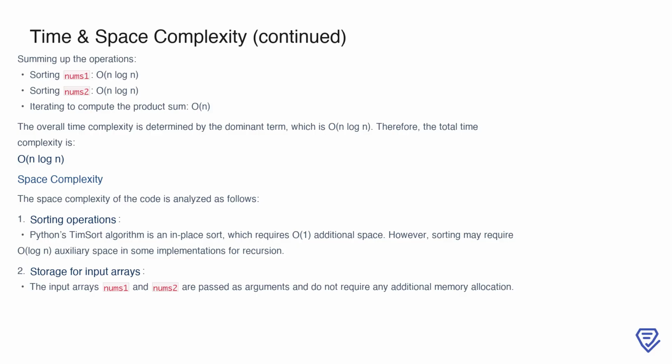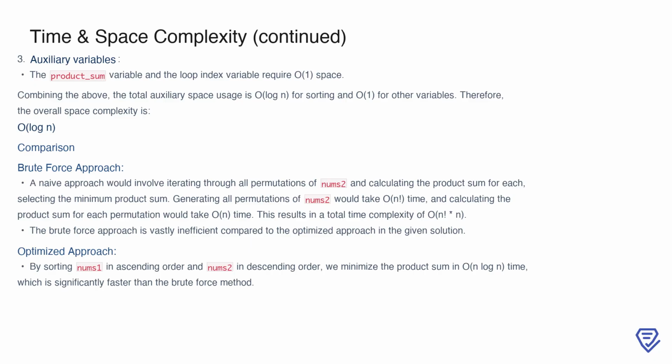Shifting to space complexity, Python's timsort algorithm is considered an in-place sort that generally requires only O(1) additional space. However, some implementations may require O(log n) auxiliary space for recursion. The input arrays nums1 and nums2 do not require any extra memory allocation as they are passed directly as arguments. Additionally, we consider the space required for auxiliary variables. The product_sum variable, used to store the cumulative sum, and the loop index variable both require constant space, or O(1). Combining all of these factors, the total auxiliary space usage is O(log n) for sorting and O(1) for other variables. Therefore, the overall space complexity of the solution is O(log n).